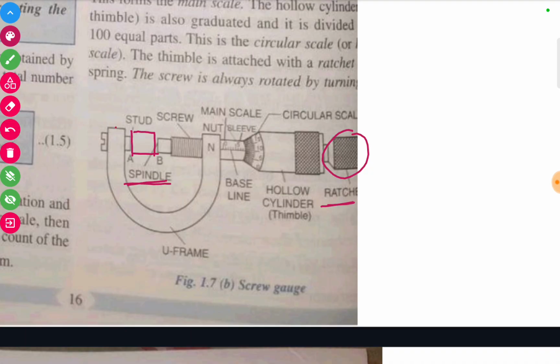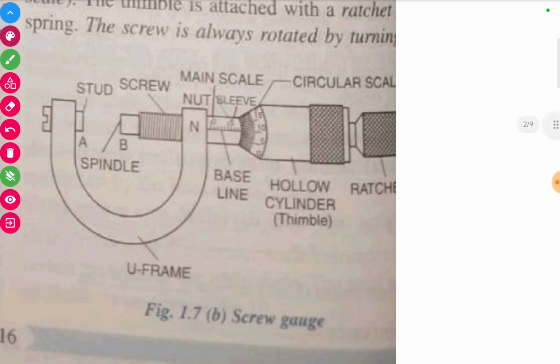This stud is the fixed end. In some books you can also find it written as anvil. So the fixed end is where the object to be measured is placed. Another thing is there is a main scale and there is a circular scale.